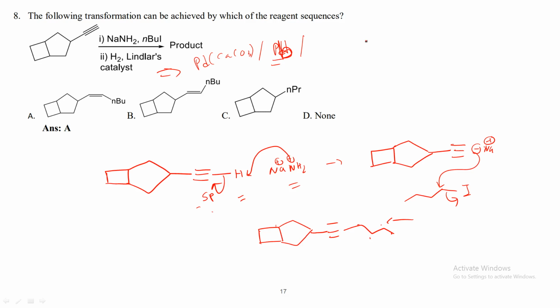So Lindlar's catalysis and H2 do the syn hydrogenation reaction, means if the triple bond is there, from here only Z geometry alkenes are formed. No further reduction is happening because some poison like Pb is used. That's why the bottom line should be that from alkyne to Z alkene. That's the role of this hydrogen and Lindlar's catalysis.